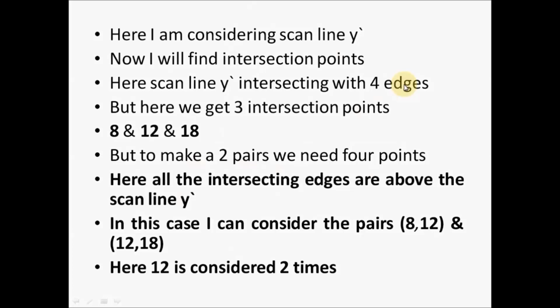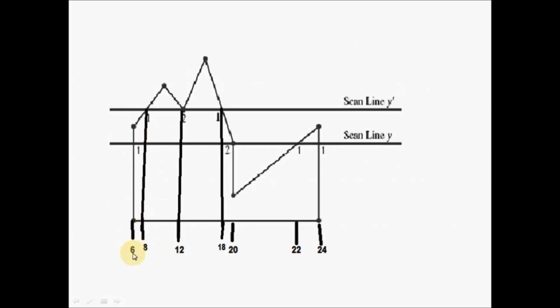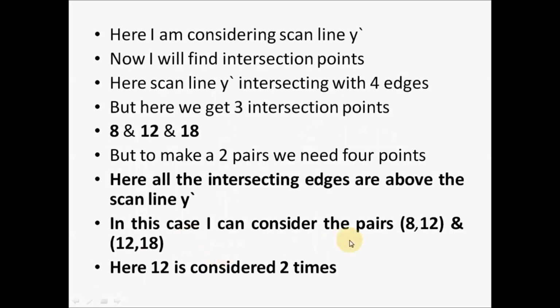So in this case, when the intersecting edges are all on one side of the scan line, you have to consider one of the points as extra. Here you can see I considered 12 two times. That means 8 to 12, 12 to 18. You can see here 8 to 12, 12 to 18. So 12 is considered 2 times.